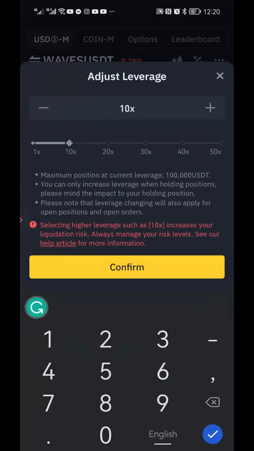So you can just raise it to 10x here. Maximum position at the current level, 100,000. You can only increase leverage when holding positions. Please mind the impact to your holding position. Please know that leverage changing will also apply for open positions and open orders, right?